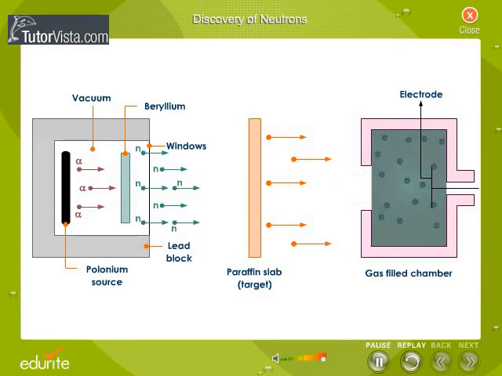By measuring the current, he estimated the speed of the ejected atoms and came to the conclusion that the mysterious rays contained particles having mass almost equal to that of the protons. Chadwick identified these uncharged particles as neutrons.